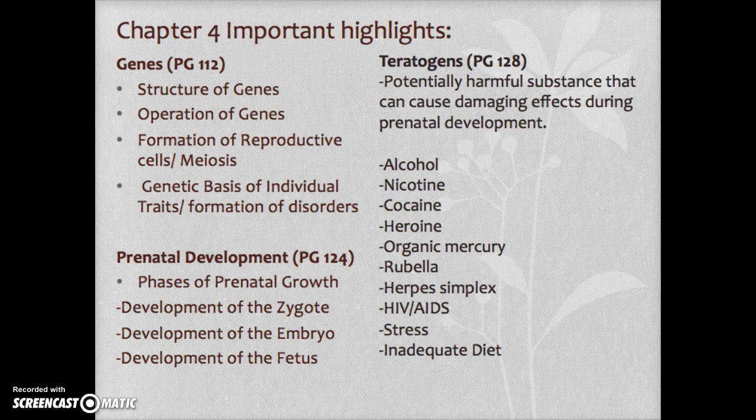Another important highlight that I found was teratogens, and that was on page 128. Teratogens are potentially harmful substances that can cause damaging effects during the prenatal development. Some of these are alcohol, nicotine, cocaine, heroin, organic mercury, rubella, herpes, HIV or AIDS, stress, and an inadequate diet.